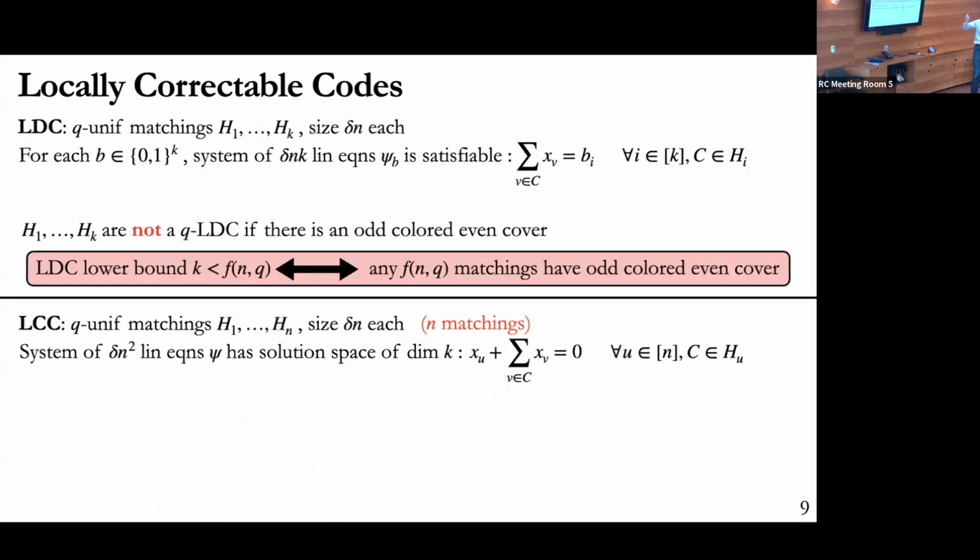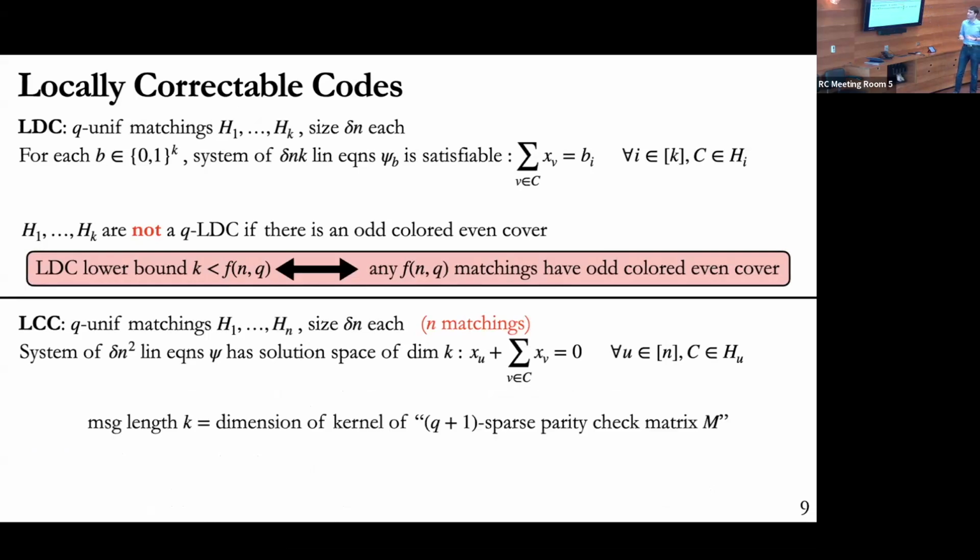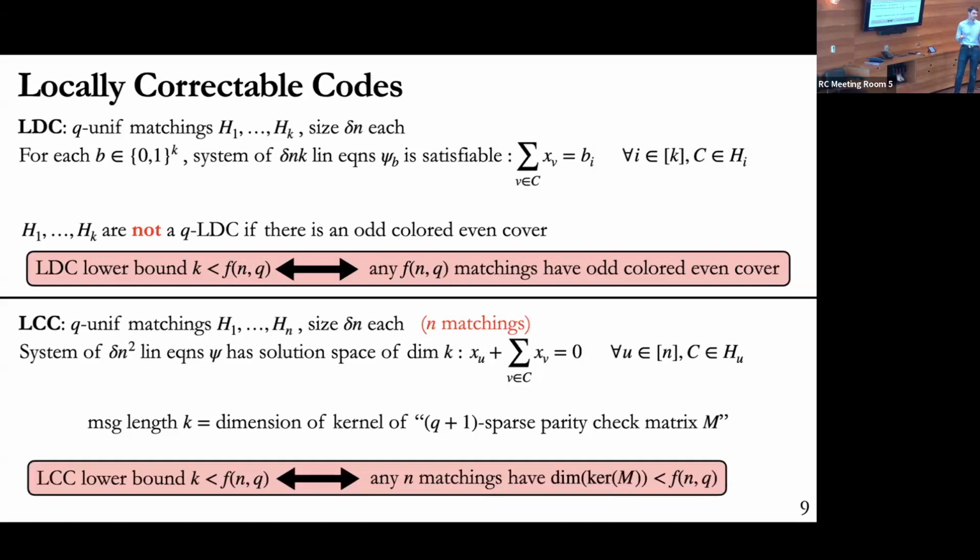Okay, so again, I can try to connect this like I did here, just an even cover problem, but I can do the same for locally correctable codes. And the answer is I can define some matrix M, where the rows of the matrix are just these q plus 1 sparse equations. This is sometimes called a parity check matrix. And the message length k is the dimension of the kernel of this matrix. So proving a lower bound that k is less than f of n just shows that any n matchings must have the dimension of the kernel of the matrix less than f of n q. Okay. So in locally decodable codes, we wanted to prove some threshold for the f of n for when there exists an odd colored even cover. Here we want to bound the dimension of the kernel of a matrix that looks like this.